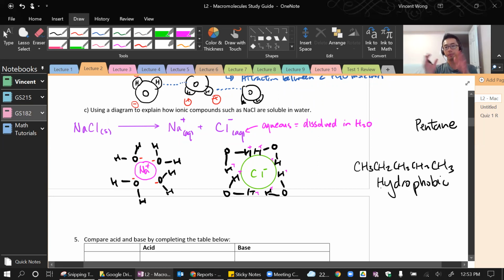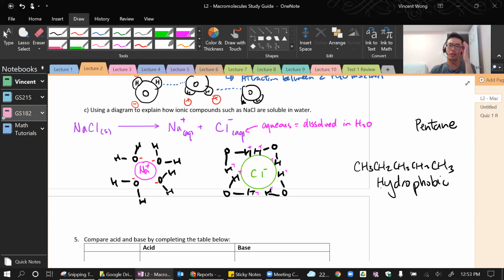Okay. So in general, if something interacts well with water, if something is able to mix well with water, we say it is hydrophilic. Okay. Almost all ionic compounds are hydrophilic. Some will dissolve better than others. And hydrophobic stuff do not mix. Okay, like you add a drop of oil in water, it's not gonna mix together.